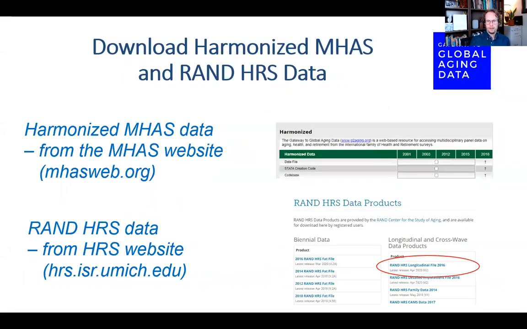So we know how to download the harmonized MHAS data. We saw that already. The RAND HRS data is just as easily available to download. You do that from the HRS website, which is hrs.isr.umich.edu. And under RAND HRS data products, you download the RAND HRS longitudinal file.